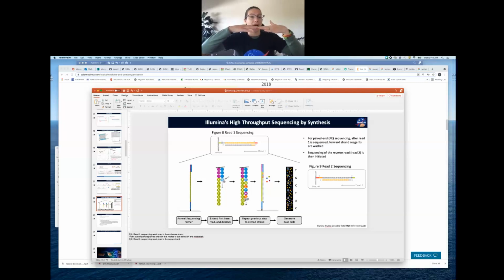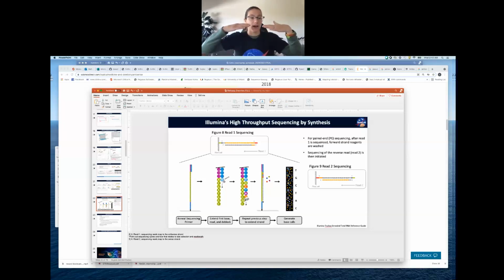However, if you have a 350 base pair insert, you're only going to sequence to here on the forward read and to here on the reverse read, because you're still only sequencing 150 in this direction and 150 in this direction. So you'll miss that middle part of the insert.